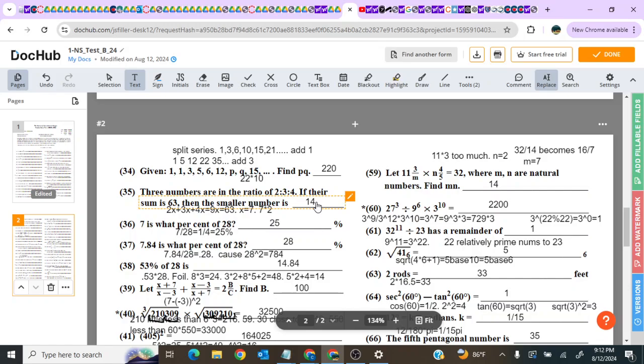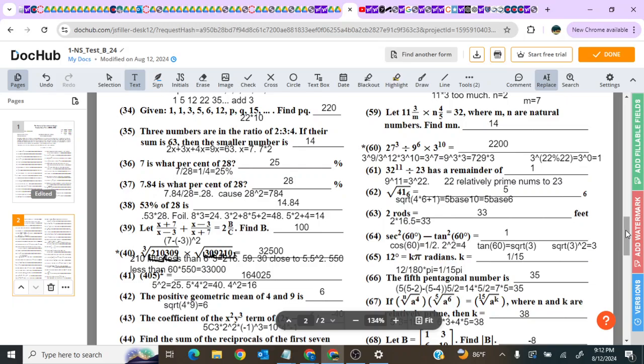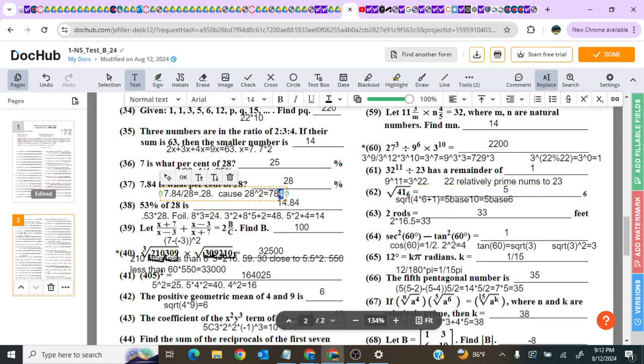7 is what percent of 28? Well, 7 divided by 28 is 1/4. 0.25 converted to percent is 25%. 7.84 is what percent of 28? Well, 7.84 divided by 28 is 0.28. And you should know that because 28 squared is 784. So 784 divided by 28 is 28. And that's basically that value divided by 100 because it's this decimal right here. So 0.28, and then 28%.